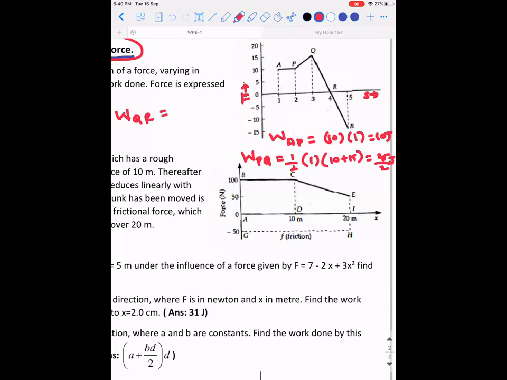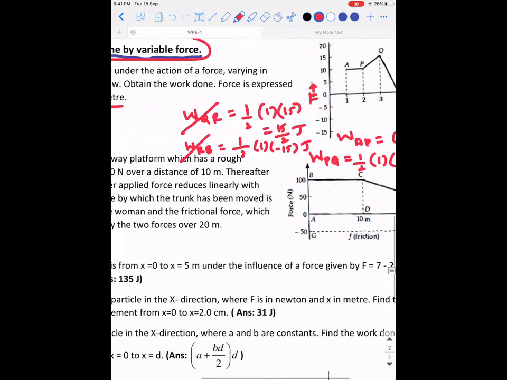Similarly, you guys calculated for Q to R. Half into base into height. Height is how much? 15. It will be 15 by 2 joule. Similarly, what is the work done from R to B? Half into 1 into minus 15. So work done from R to B and work done from Q to R will get cancelled. So what will be the total work done? 10 plus 25 by 2 joules. 10 plus 12.5, that will be 22.5.